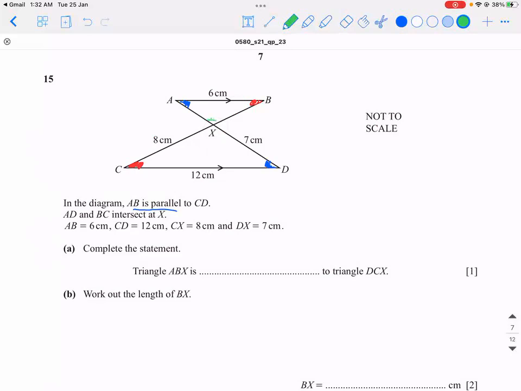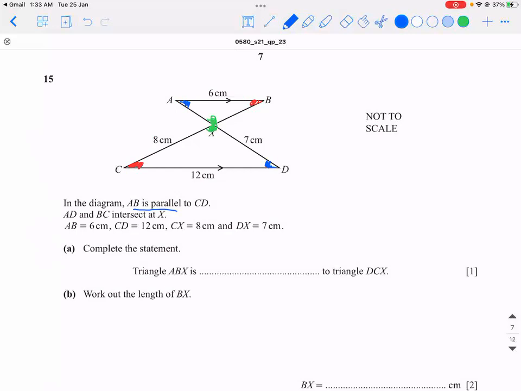ABX and CXD are what? Similar triangles. So why are they similar triangles? Though their dimensions are different, you can see in both these two triangles, the individual angles are exactly the same. So we can answer the first part with 100% confidence.